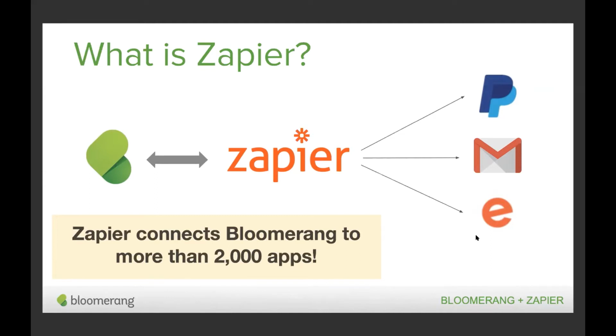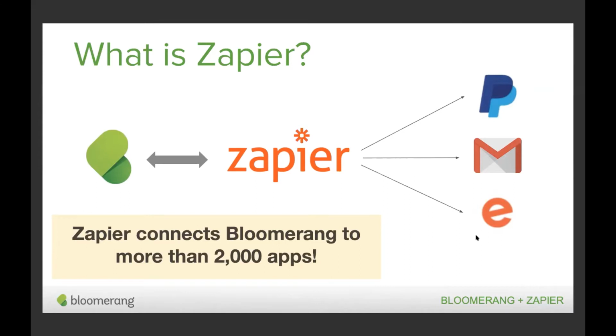So Zapier is essentially throwing an integration party. Since they're hosting the party, those that join the party have to follow some basic rules, and we'll cover those more in a bit. But once you're in the party, you can connect to any other apps that are at the party. It's actually a really neat concept and makes integrations for your Bloomerang database highly accessible.